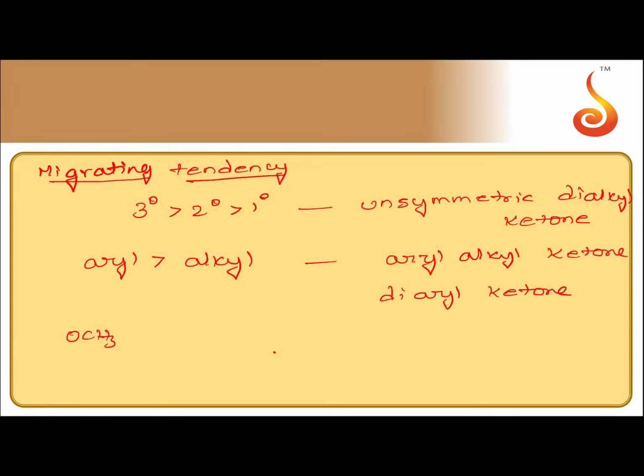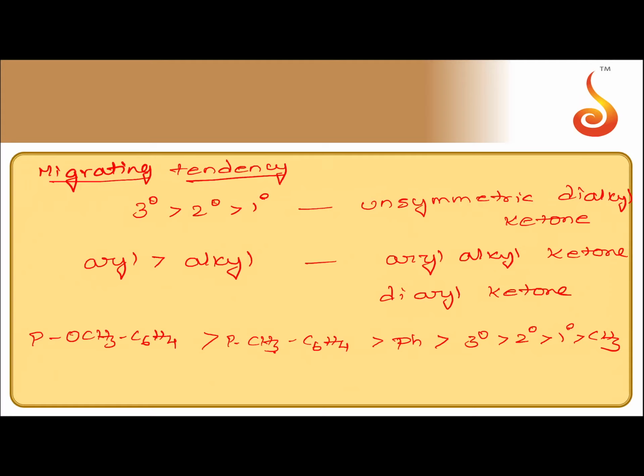So if I take OCH3C6H4, OCH3 is an electron releasing group. If it is present in the para position, then the migrating tendency of that phenyl group will be more than CH3C6H4, which will be more than phenyl. Phenyl will generally be more than tertiary, secondary, primary and methyl.